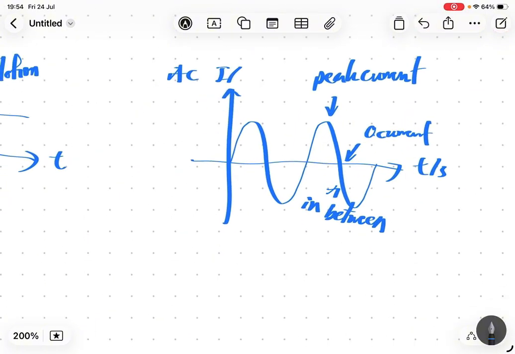And also because the above and below are all the same, if you want to measure the average current, it'll be zero because the above and below cancel out. But it's not zero, right? It's not true. So how will we do this?